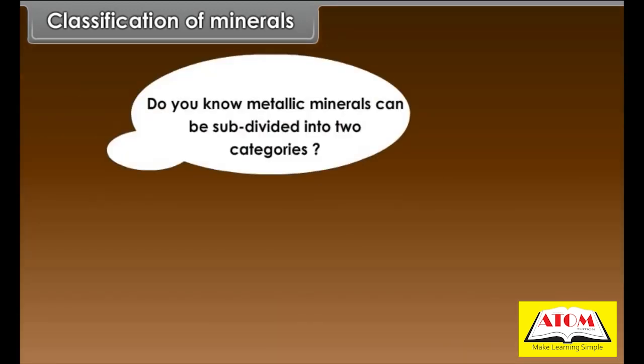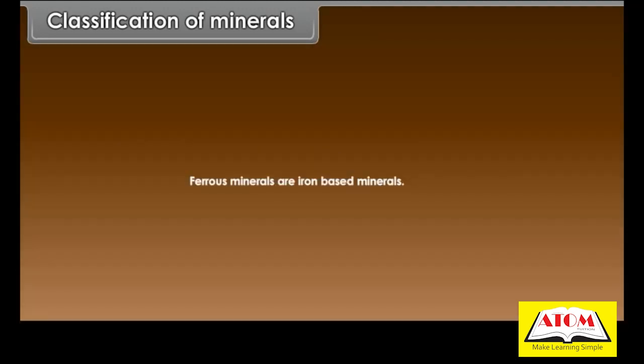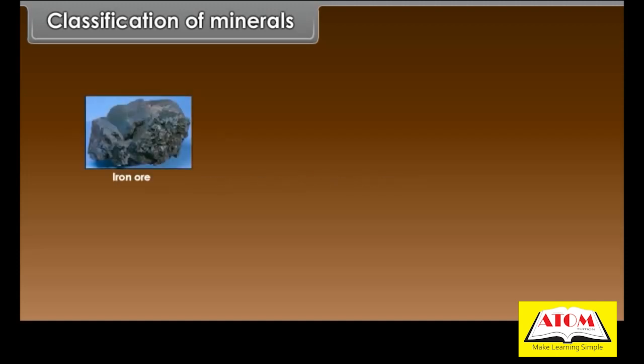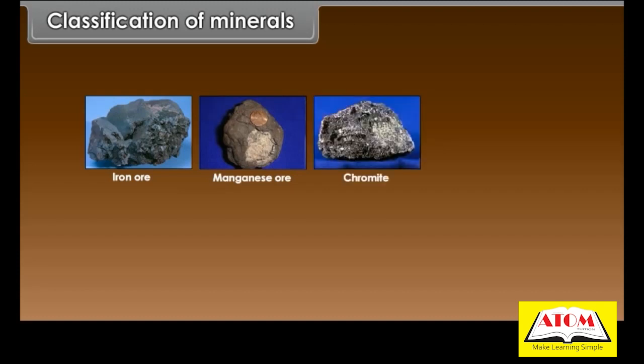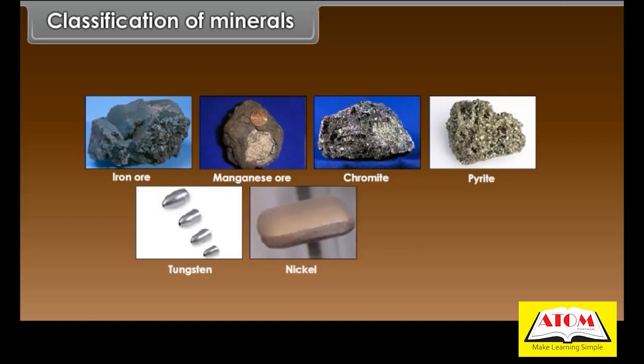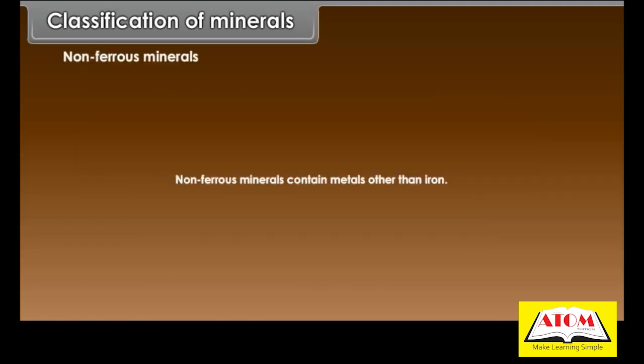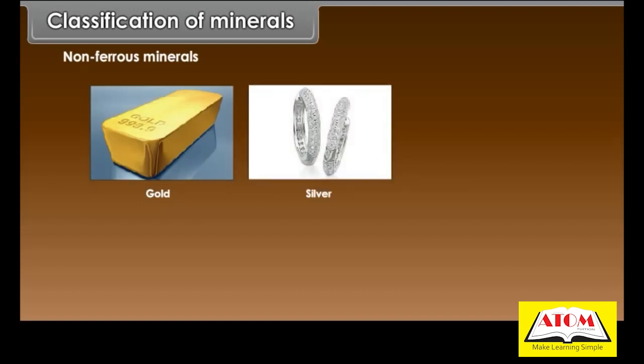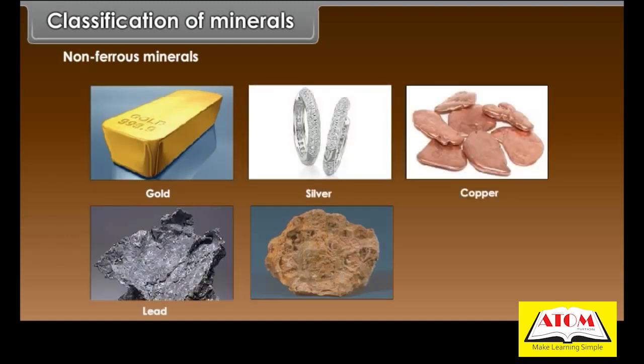Do you know metallic minerals can be subdivided into two categories: ferrous and non-ferrous minerals. Ferrous minerals are iron-based minerals. Example: iron ore, manganese ore, chromite, pyrite, tungsten, nickel, cobalt. Non-ferrous minerals contain metals other than iron. Example: gold, silver, copper, lead, bauxite, tin.